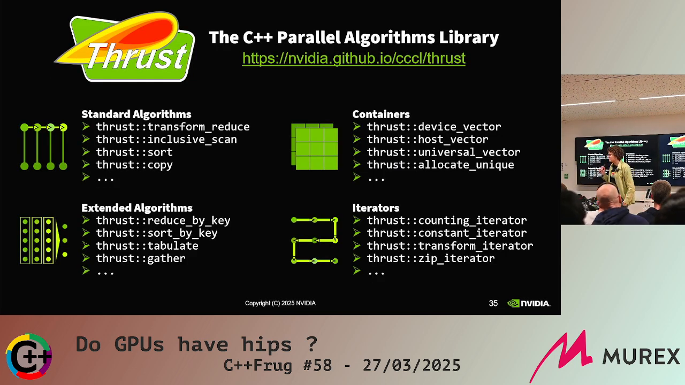So Thrust also has a collection of composable iterators, somewhat similar to C++ ranges, that can be used in conjunction with Thrust algorithms to compose more complex computational patterns.